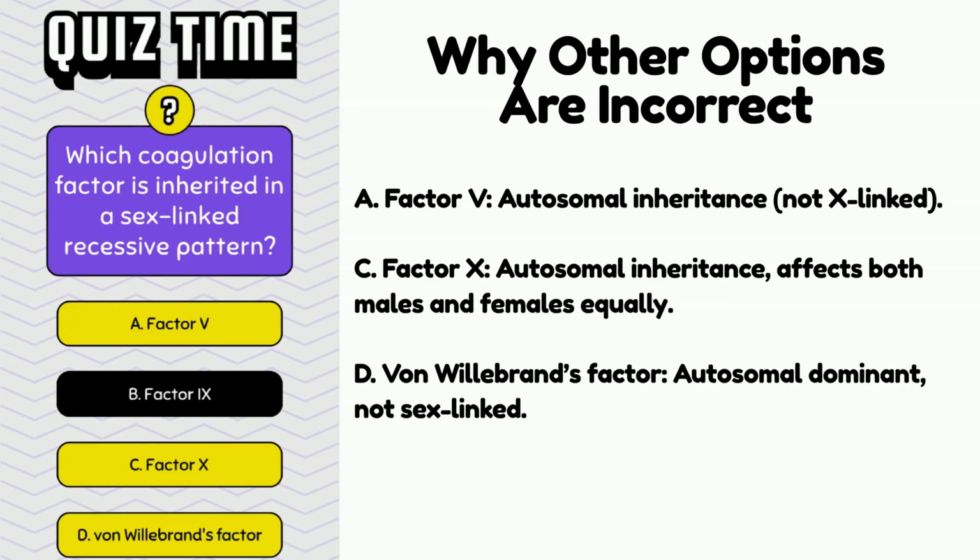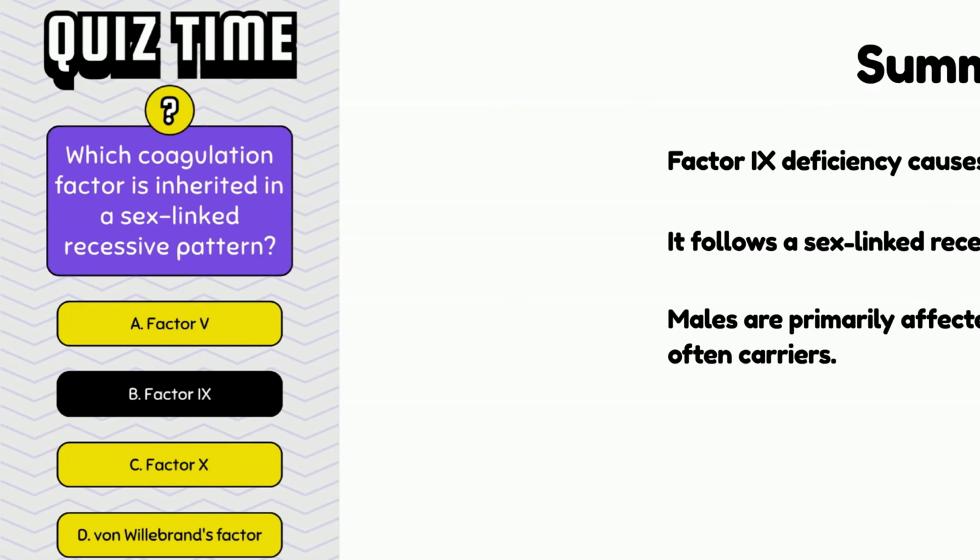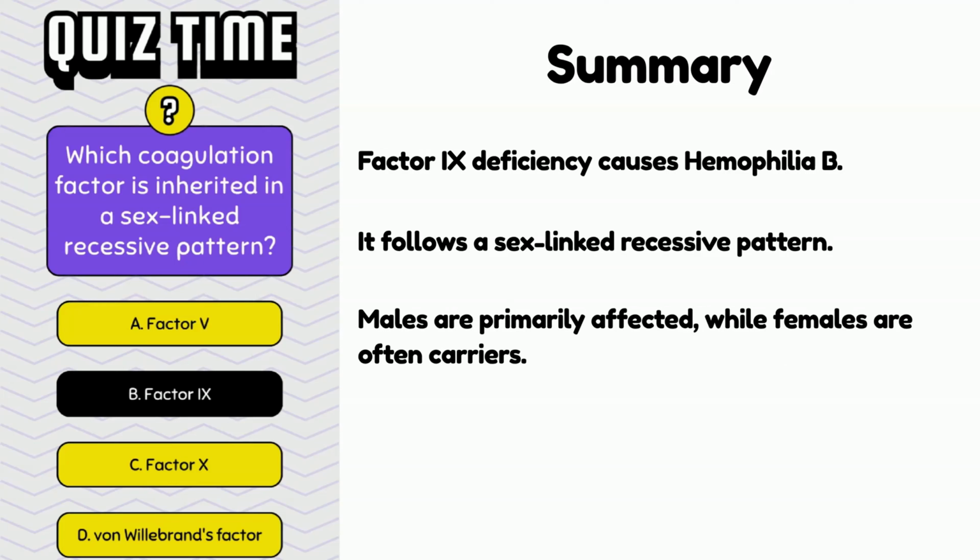Von Willebrand factor is involved in platelet adherence and clotting, and it is autosomal dominant in inheritance. Both males and females can be affected by von Willebrand disease, though females may have more severe symptoms due to menstrual bleeding. In summary, factor IX is a clotting factor that has a sex-linked recessive inheritance pattern, which is why hemophilia B, due to factor IX deficiency, primarily affects males.